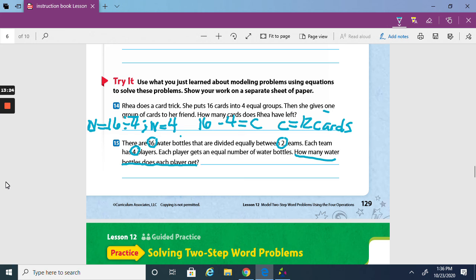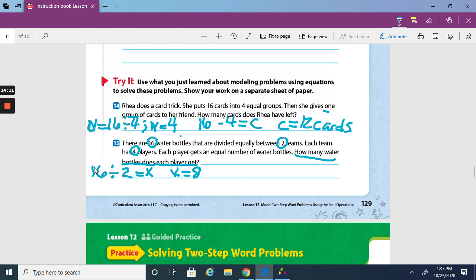All right, so first I need to determine how many water bottles each team is going to get. I have 16 total water bottles, and I'm splitting those water bottles between 2 teams. So I would do 16 divided by 2 equals, and we'll put X. So we're trying to find out how many water bottles each team gets. So that's represented by X. If I do 16 divided by 2, I'm going to get 8. So X equals 8. And I know I'm correct because 8 times 2 gives me 16.